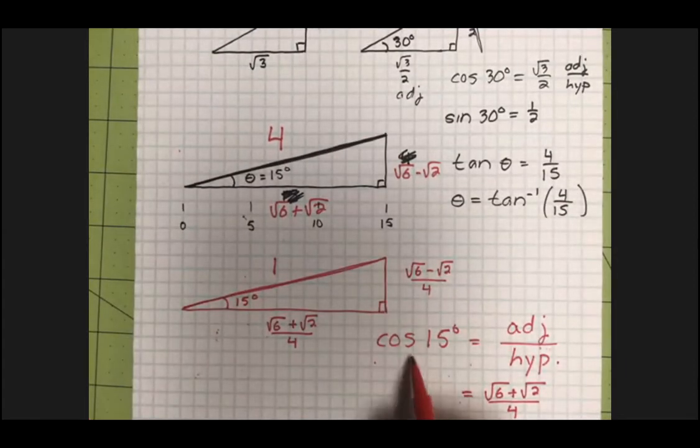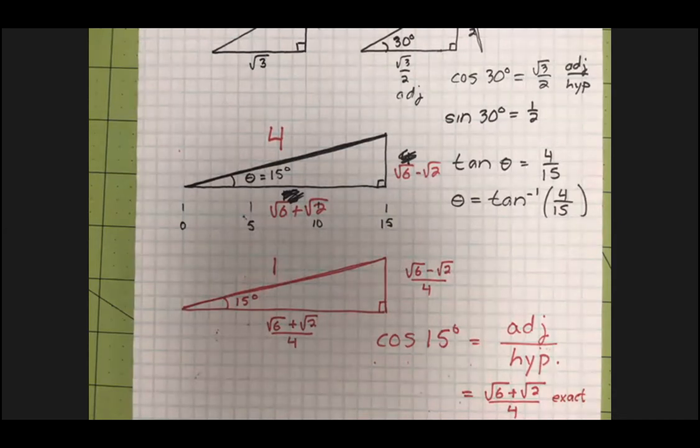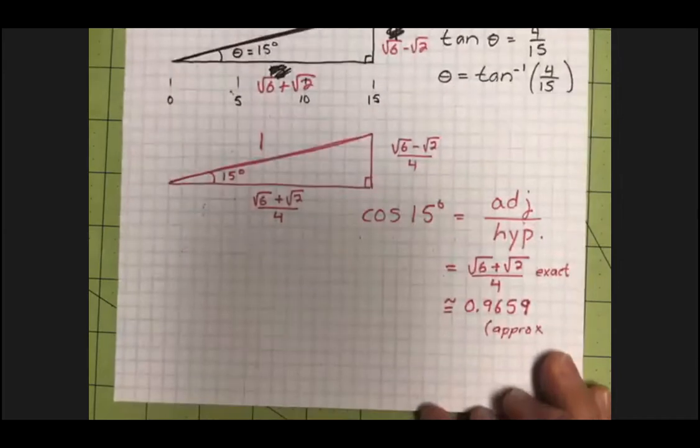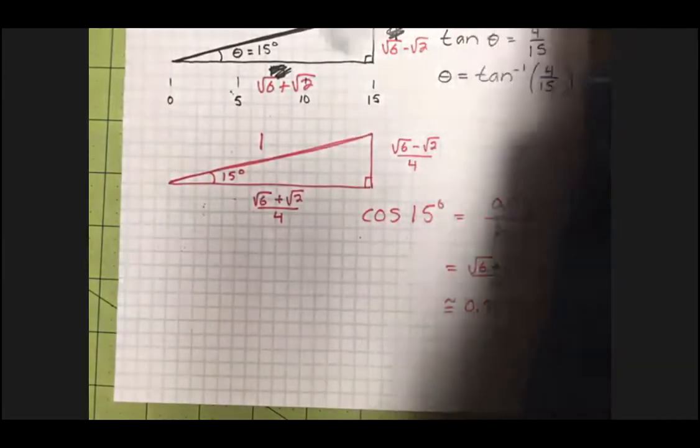So the cosine of 15 degrees is √6 plus √2 over 4. That is exact. That's what I really like to use when I'm doing calculations. But if I had to approximate, I could use the calculator to approximate. I'm sorry, I was off screen.